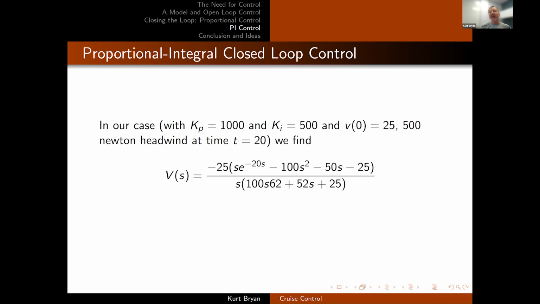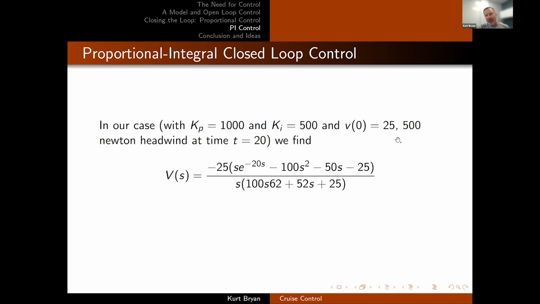I'm not going to do the gory computations, but here's what I did. I took our proportional gain to be 1,000. I took the integral gain to be 500, somewhat arbitrary. I picked something that seemed to work reasonably. Then I fill in the initial condition, and I put in a 500 Newton headwind at time t equals 20, just to see how this would perform.